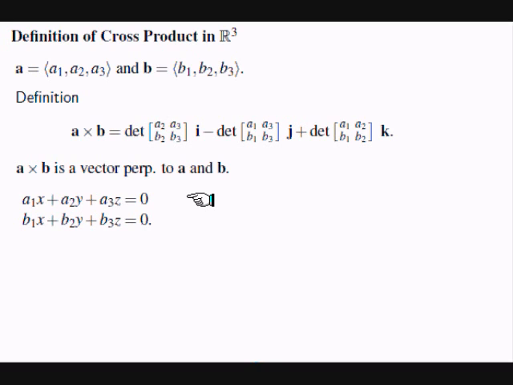a1x plus a2y plus a3z equals 0. The left-hand side of this equation is the dot product of vector A and the vector with components x, y, z. The second one will be the perpendicular condition in terms of dot product for the vector B. One way to solve this linear equation is the Gauss elimination method, but here the coefficients are unknown, so if you do the Gauss elimination method, the coefficients will be quite bulky.